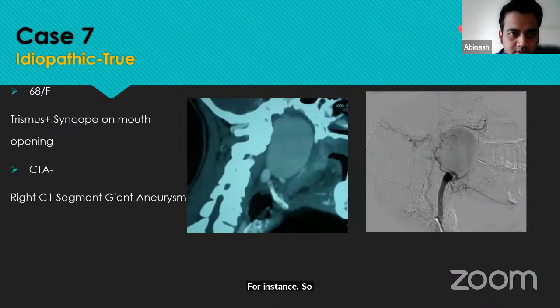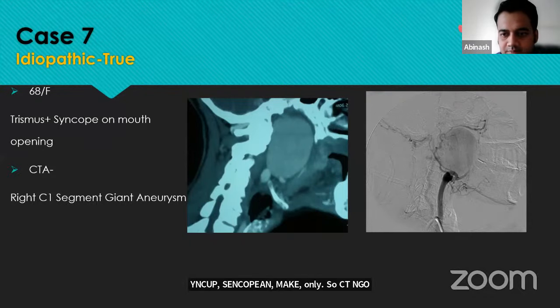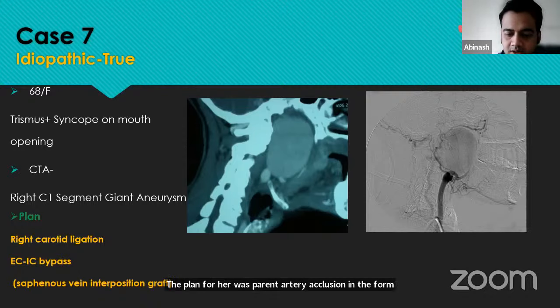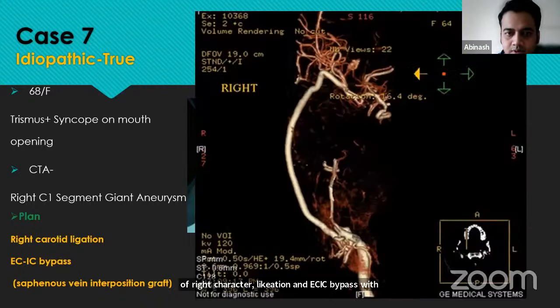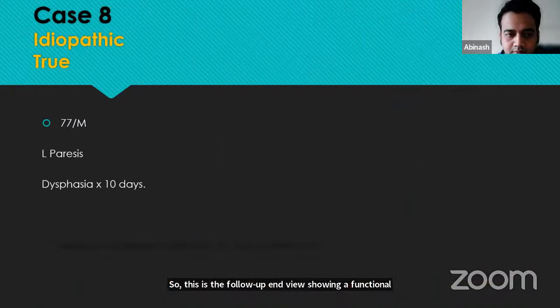So coming to case 7, this was a 68-year-old female who presented with trismus and syncope on mouth opening. So CT angio was done for her, which revealed a right C1 segment giant aneurysm. This is the DSA image, which shows the giant aneurysm. The plan for her was parent artery occlusion in the form of right carotid ligation and ECIC bypass with a saphenous vein interposition graft. So this is the follow-up angio showing a functional graft with good distal flow. This lady is also doing well on follow-up.